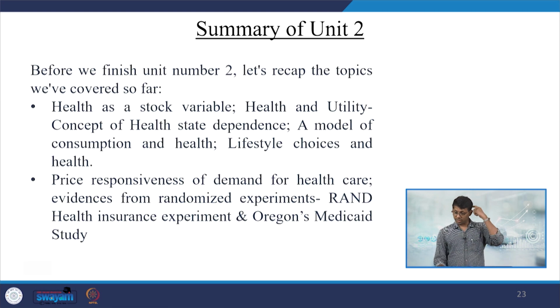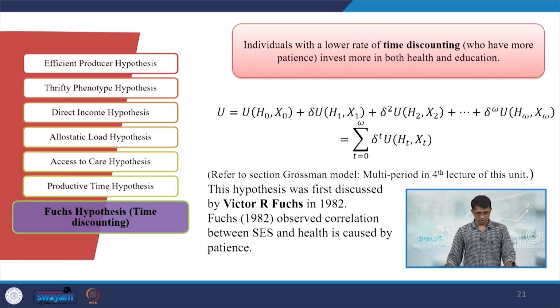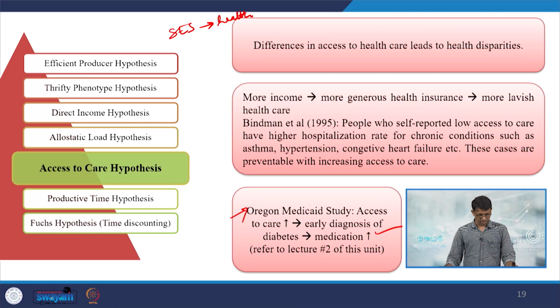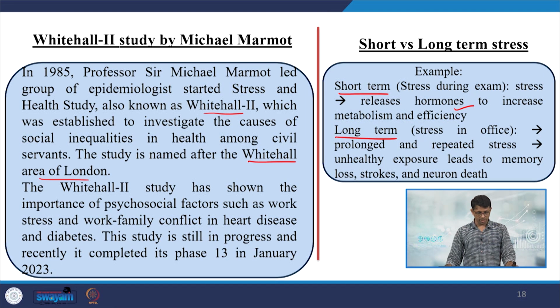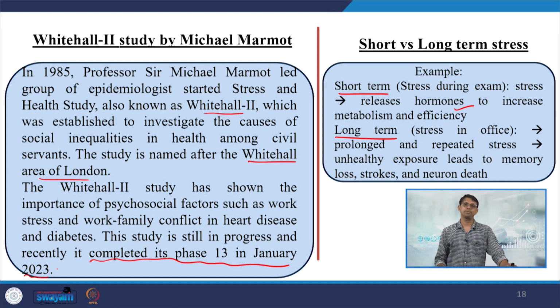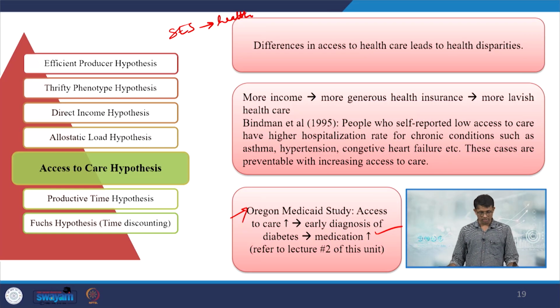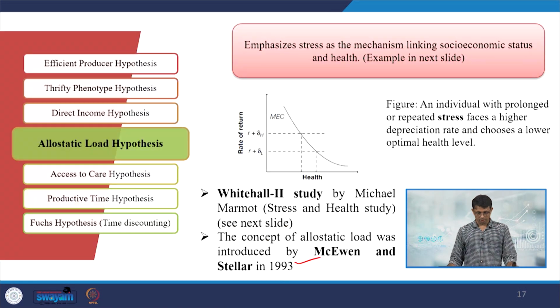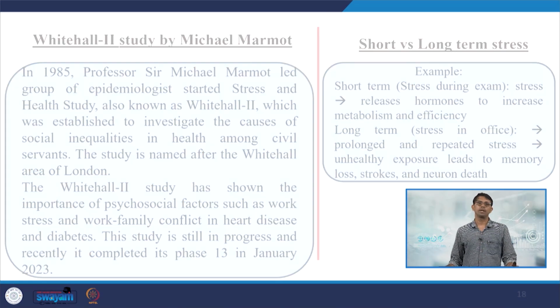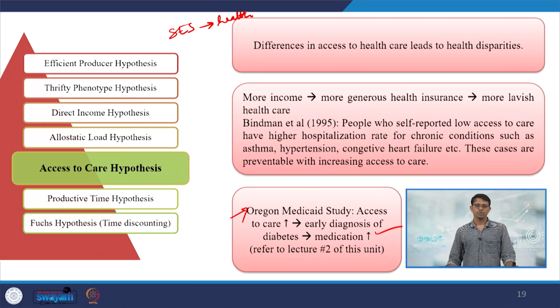The Whitehall study is also relevant for research, and you can find this is what I discussed. Whitehall 2, as I already mentioned, is at phase 13 and still continues. You may please have a check if you read Whitehall's work in the context of the allostatic load hypothesis, which might be relevant for your research as well.